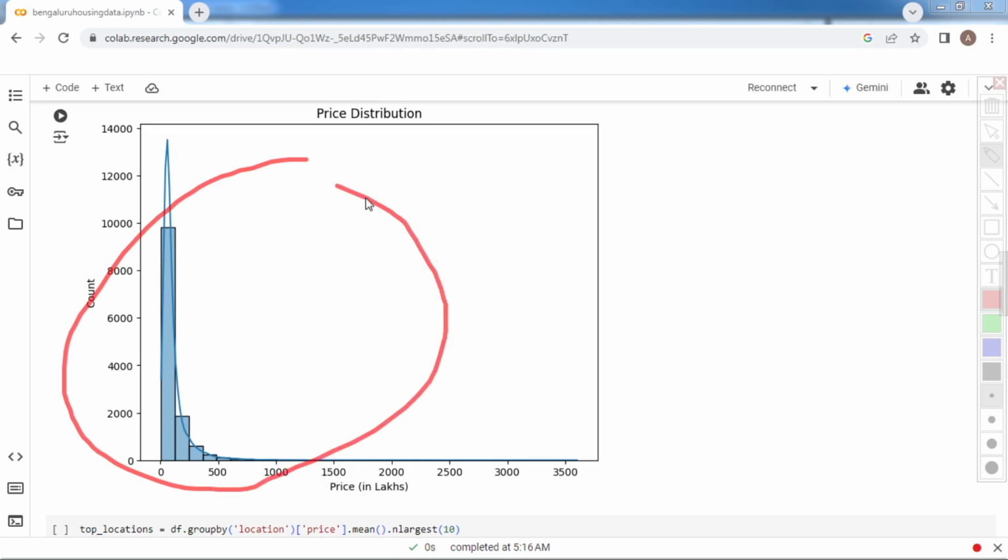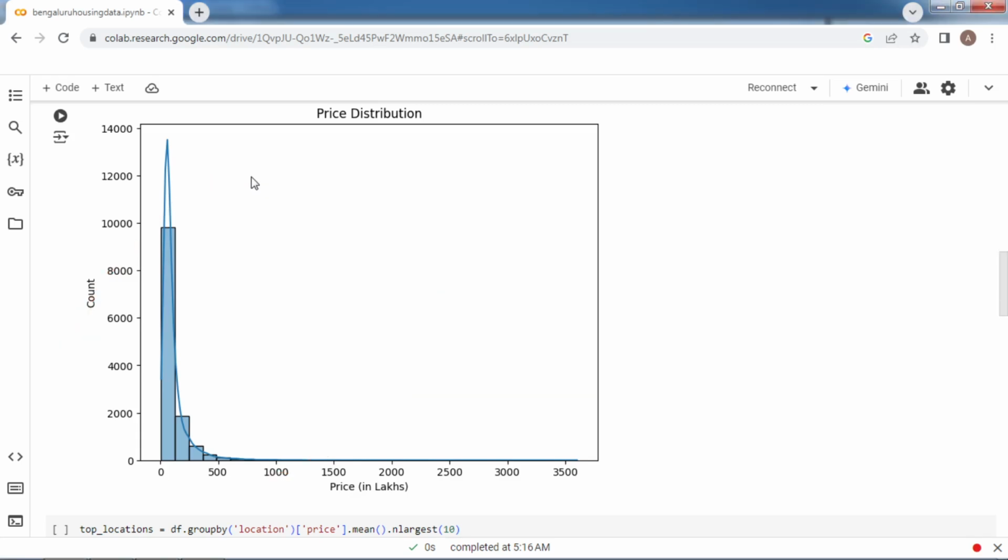So what do we see over here? We see that prices are not uniformly distributed. Instead, they follow a pattern, the density curve. This smooth line overlaid on the histogram tells us where the prices cluster and where they taper off.